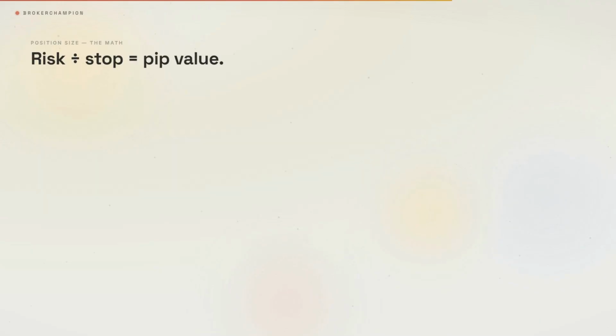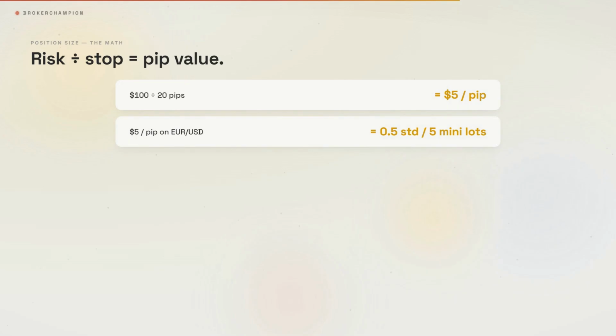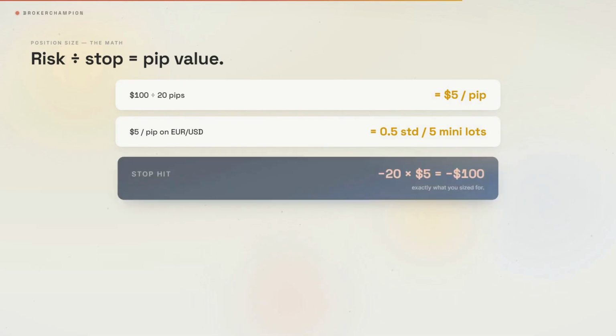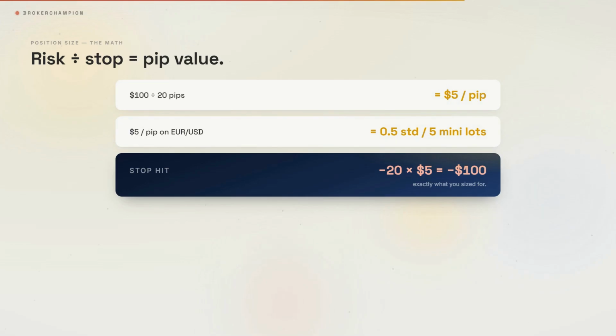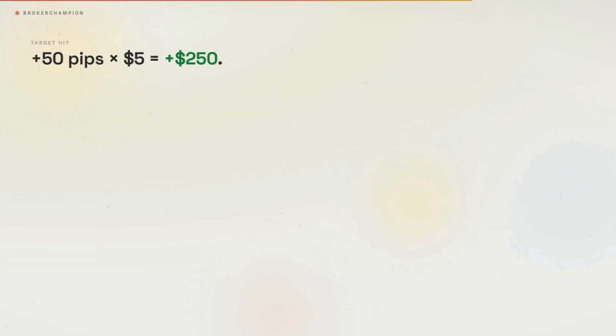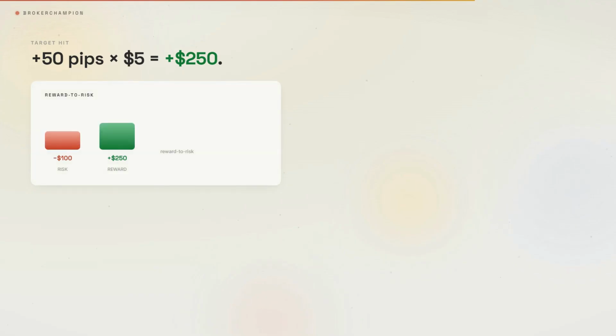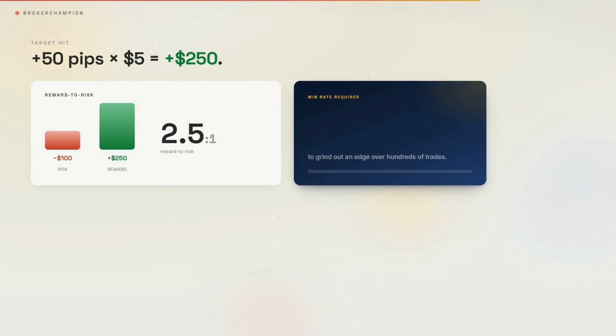$100 of risk divided by 20 pips of stop equals $5 per pip. On Euro USD, $5 per pip is 0.5 standard lots, 5 mini lots. Stop hit: minus 20 pips times $5 equals minus $100, exactly what you sized for. Target hit: plus 50 pips times $5 equals plus $250. That's a 2.5 to 1 reward to risk on the trade, meaning your strategy only needs to win about 30% of the time to grind out an edge.